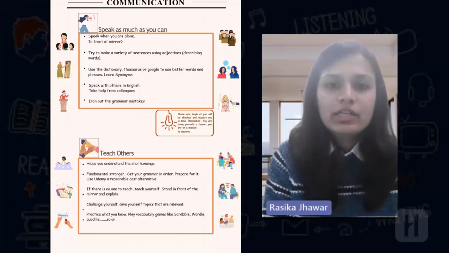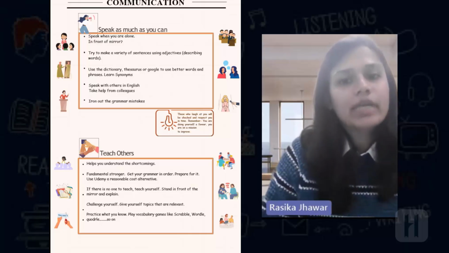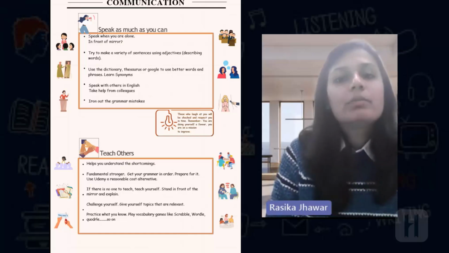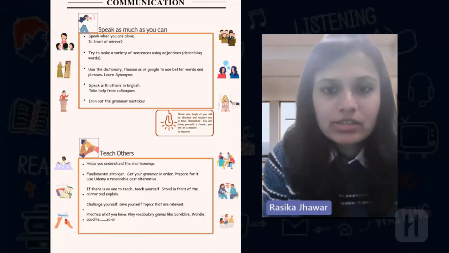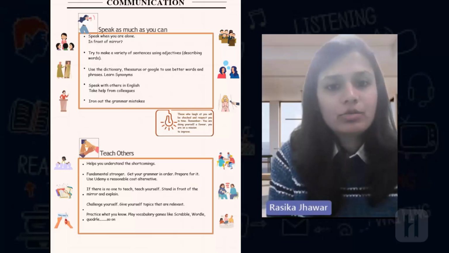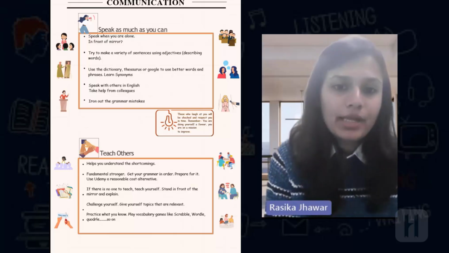So these are some adjectives which give the same meaning, but you can just keep upgrading your sentences by using adjectives, and only when you speak, you will practice it. Use dictionaries to find better words. You can Google to find better words and phrases. That's the best source that's available.